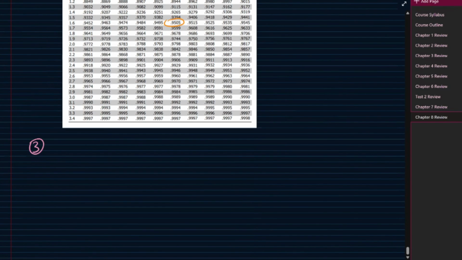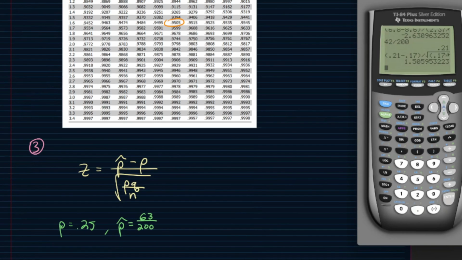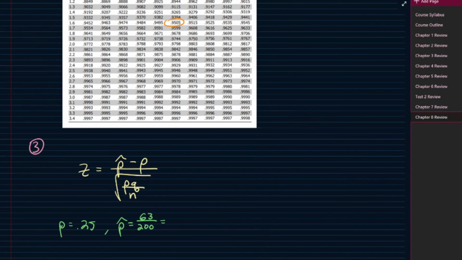Test value. We use our formula: p hat minus p over the square root of pq over n. What's everything here? Our p is 0.25. Our p hat, so what's it say here? He did a sample of 200 lawyers and 63 said yes. So that's 63 over 200. 0.315. I'll just leave it as 0.315. I don't want to round that. Just one more decimal, not a big deal.